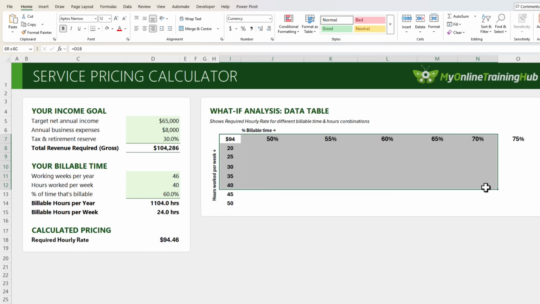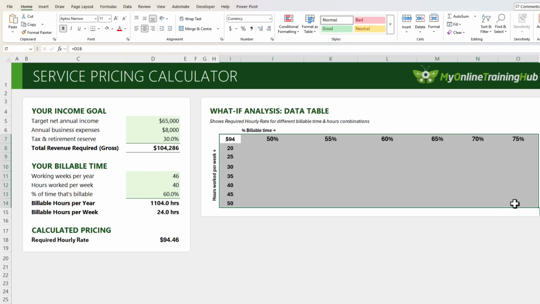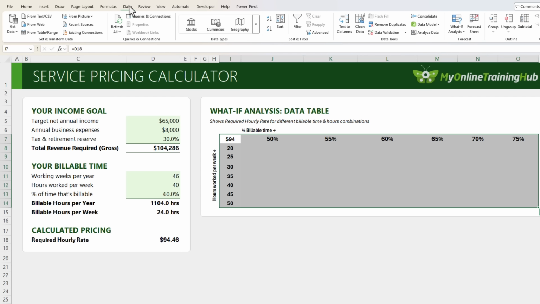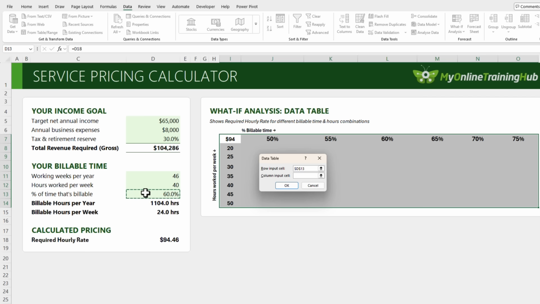Okay, to insert the data table, select all the cells including the header, and then on the Data tab, What If Analysis, Data Table. Now the row input cell matches the row labels I have up here. So that's my percentage of time that's billable.